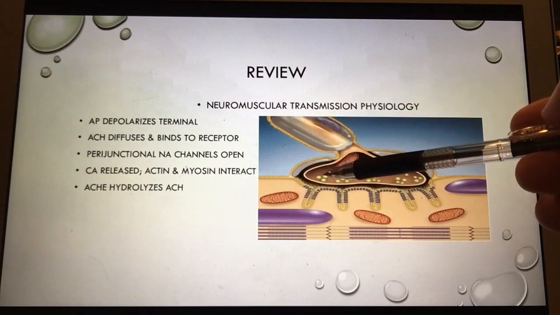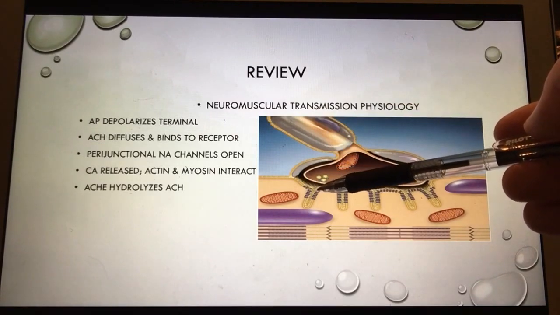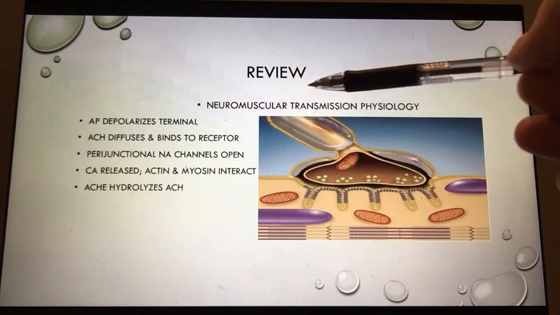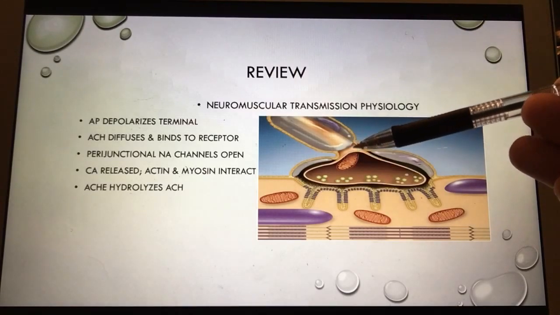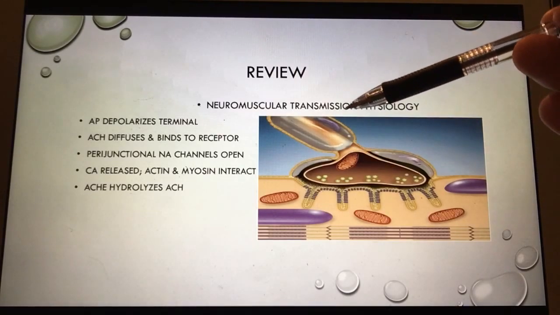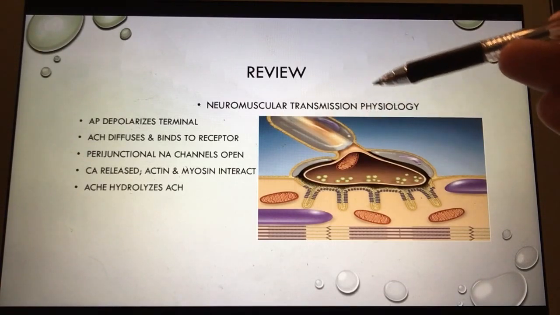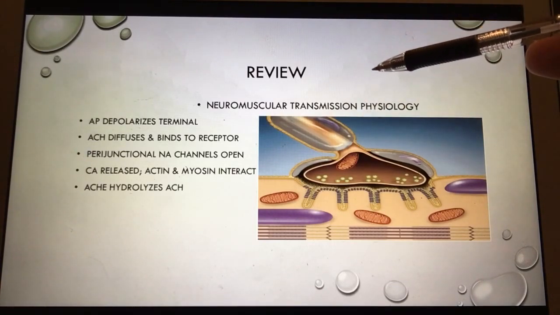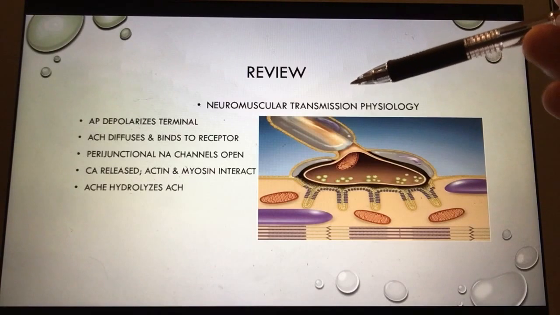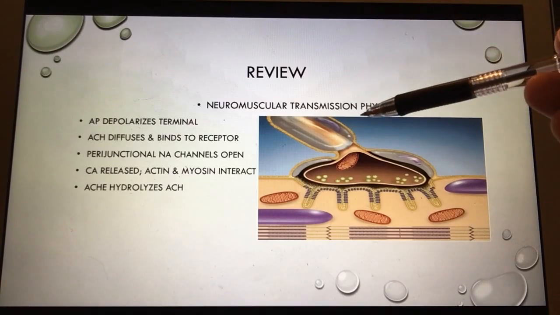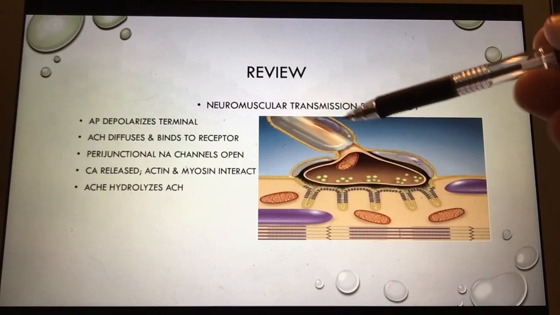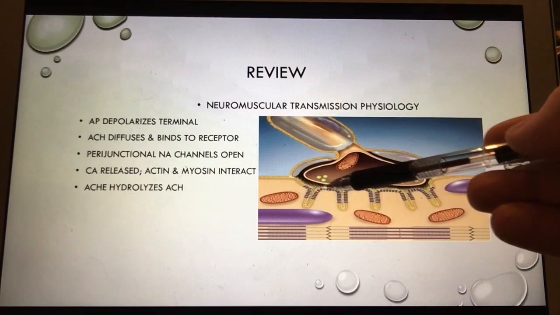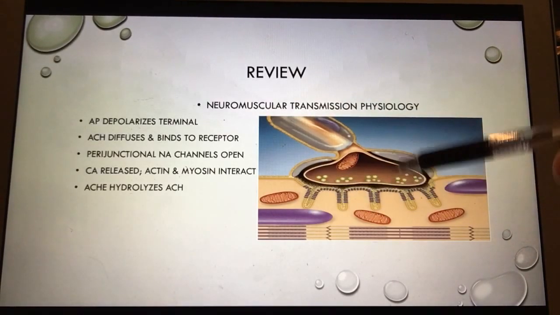Acetylcholine then will diffuse across the synaptic cleft. And the synaptic cleft, it's very, very small. It's about 20 nanometers between the nerve terminal and the muscle fiber. And then once the acetylcholine diffuses across the synaptic cleft, it'll bind. It's going to bind with the nicotinic cholinergic receptors that I showed you earlier.